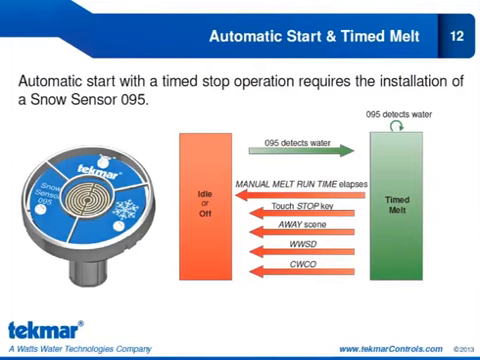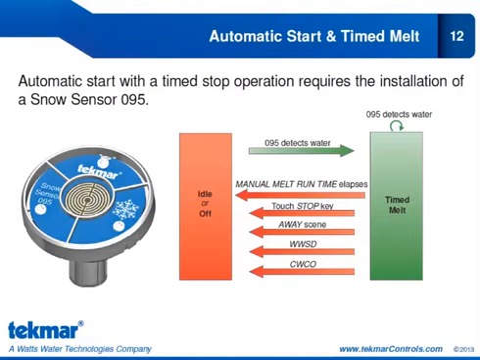So pictured here on the left hand side, it is the newest sensor for Tekmar snow melt controls. It is compatible only with the 654 at this point. So how do we move from the idle or off state into a timed melt? Well, we do so when the 095 detects water. Once it detects water, we begin a timed melt cycle. And the length of that cycle is programmed by the installer or by the user. It is the manual melt runtime. When that elapses, we return to the idle or off state.